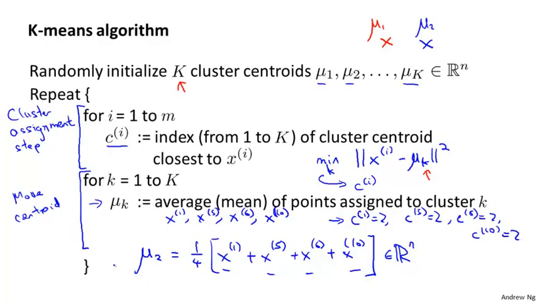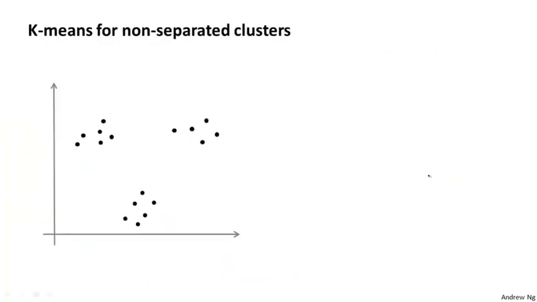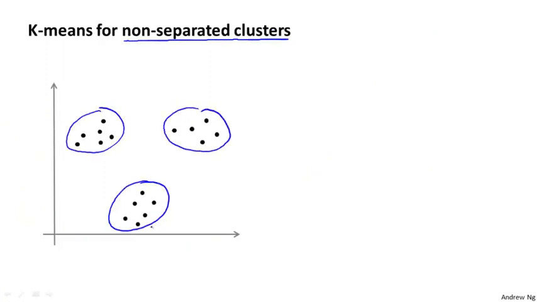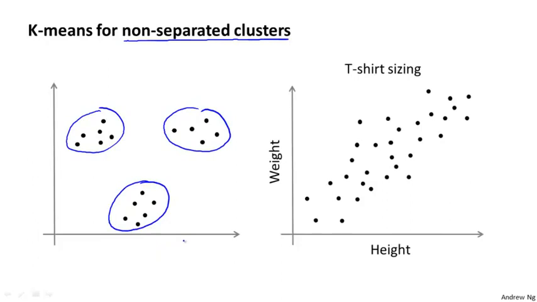So that's the k-means algorithm. Before wrapping up this video, I just want to tell you about one other common application of k-means, and that's to problems with non-well separated clusters. Here's what I mean. So far we've been picturing k-means applied to data sets like that shown here, where we have three pretty well separated clusters, and we'd like an algorithm to find the three clusters for us. But it turns out that very often k-means is also applied to data sets that look like this, where there may not be several very well separated clusters.